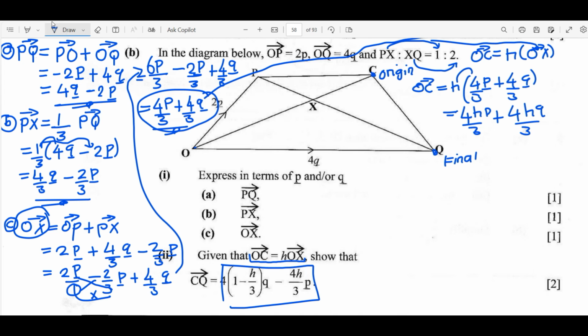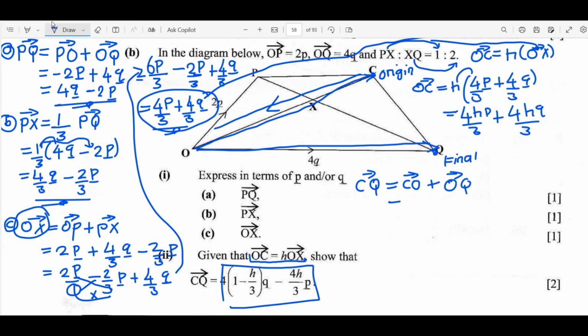Now, do we have PC? No, we don't have. What of OC? So the vector OC is given, but for us, we'll consider this one as CO. So we are moving in this direction. So to find CQ, I'm going to say CO plus this vector OQ. Right? Then look at this. So this vector is the vector OC. Now what of CO? So I'm going to multiply everything in these brackets by negative. So I'm just going to change the signs. So negative 4 over 3 HP minus 4 over 3 HQ plus what is the vector OQ? So the vector OQ is 4Q.